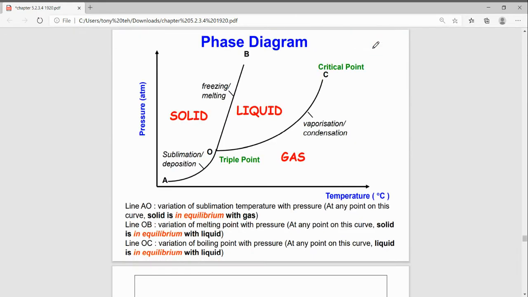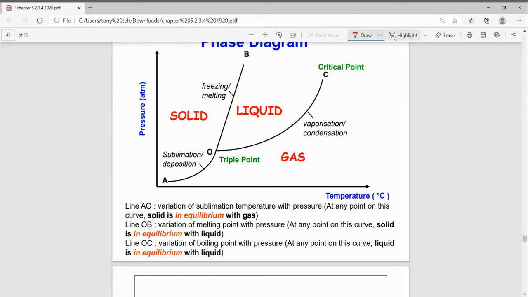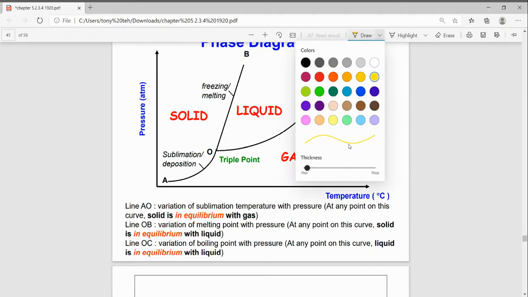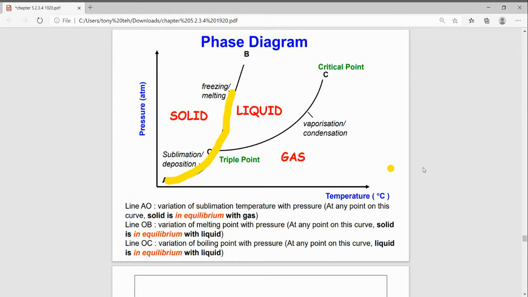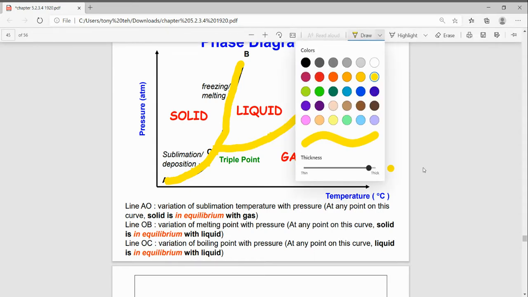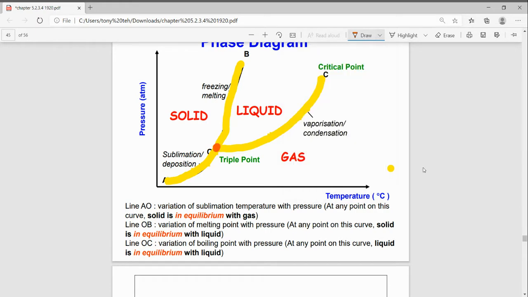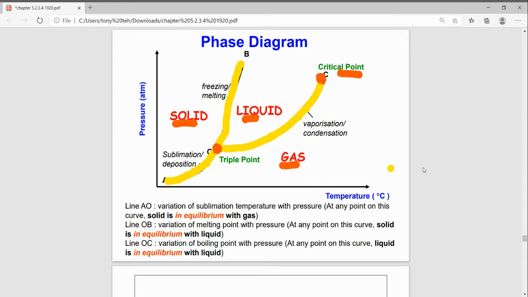So this is what you need to draw in a phase diagram. For example, if I draw something like a Y, something like Y but a little bit curved, this part, what do I need to label next? I need to label the triple point, the equilibrium between solid, liquid, and gas. Another point that I need to label is the critical point.